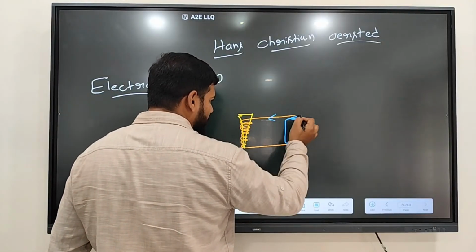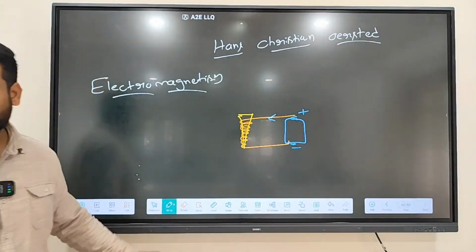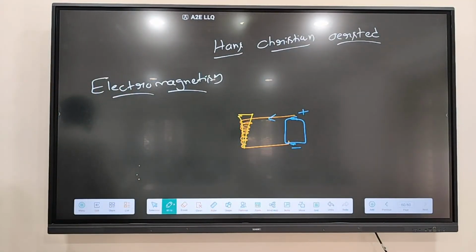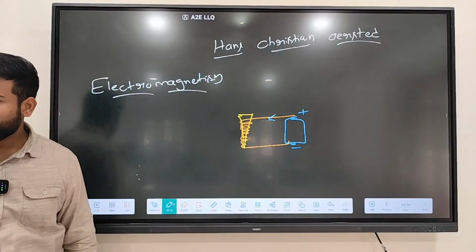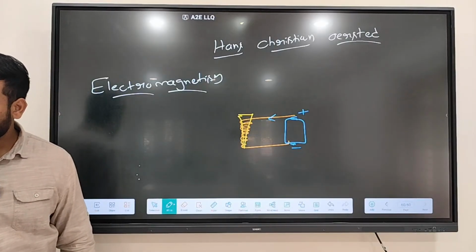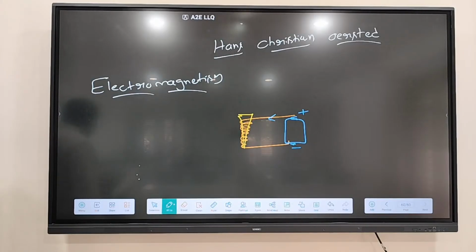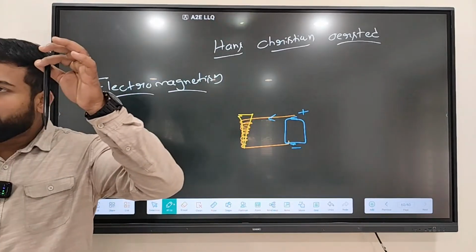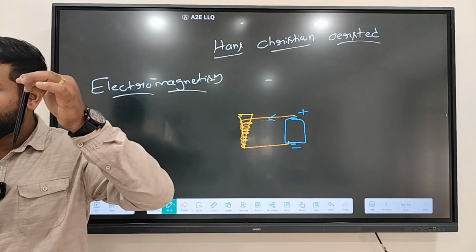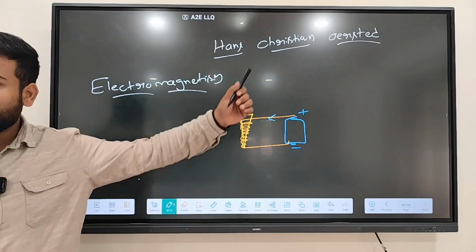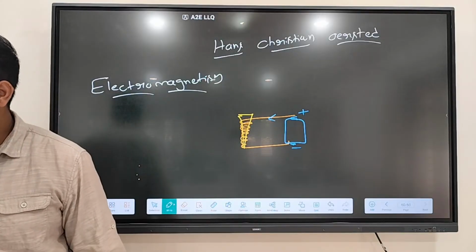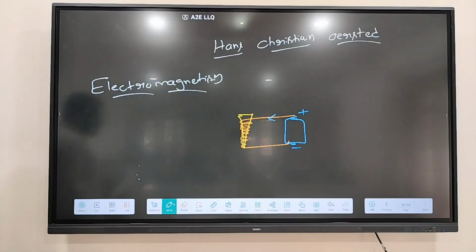When electricity flows from the positive terminal to the negative terminal, the direction of flow of electric current will be from the positive terminal to the negative terminal. If current flows through this wire wound around a nail, what will happen? It will behave as a magnet. A current carrying wire will produce a magnetic field around it. This concept was discovered by Hans Christian Ørsted. Hans Christian Ørsted discovered electromagnetism.